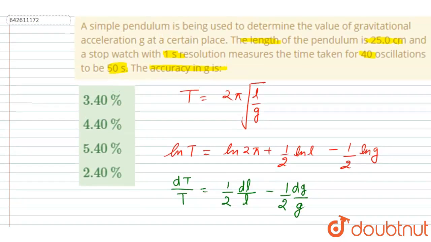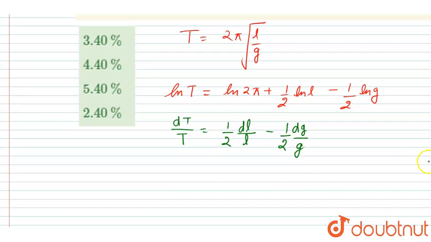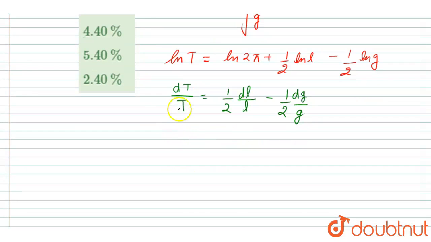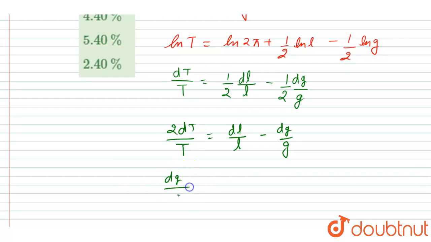And if you see in the question, we have to find out the accuracy percentage in g, right? So if I multiply the expression by 2, then I will get 2 dT by T equals the fractional change in length minus the fractional change in g. We have to find out the accuracy in g, so we take the positive sign since we want the accuracy, and we get 2 delta T by T plus delta L by L.